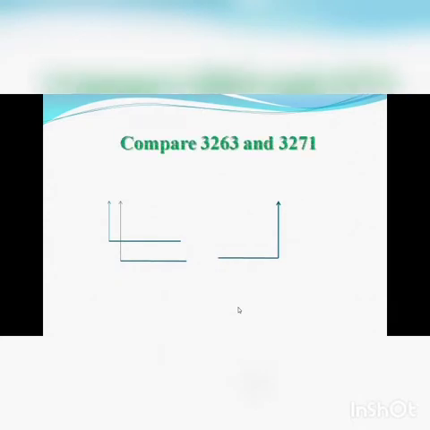Let us see one more example. Compare 3263 and 3271. Both 3263 and 3271 have the same number of digits. Both numbers have 3 in their thousands place and 2 in their hundreds place. So, compare the digit at the tens place.